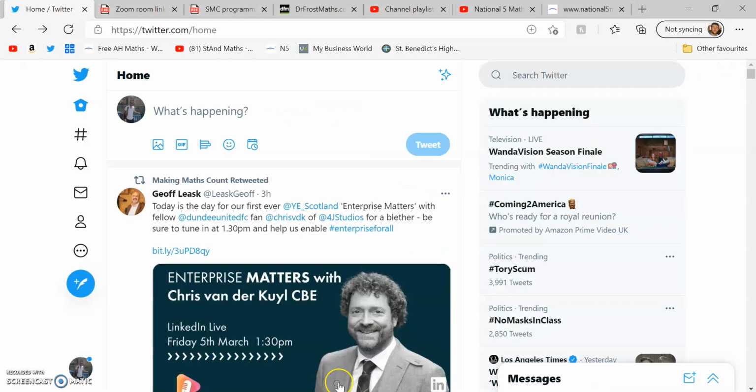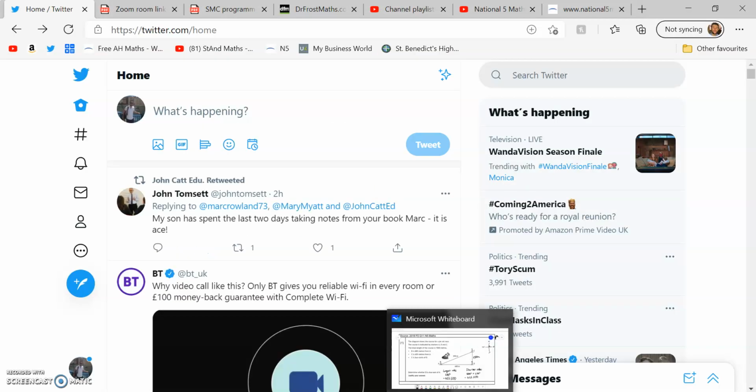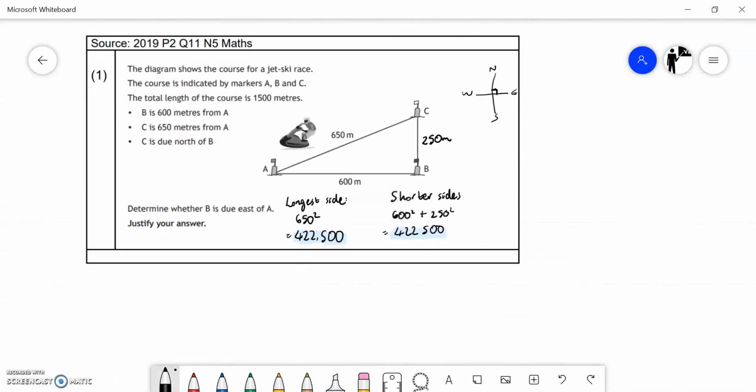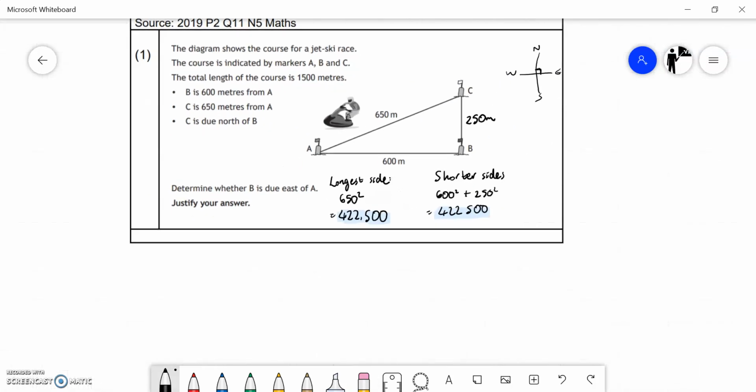So these values are exactly the same. Oops. These values are the exact same. Because they're the same, that means the square of the hypotenuse is equal to the sum of the squares of the other two sides. The sum of the squares of the other two sides is the square of the hypotenuse. This means that the triangle is right angled. So we can then just say this in a statement.